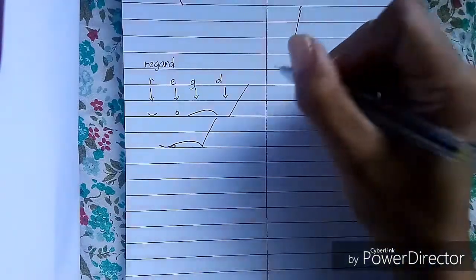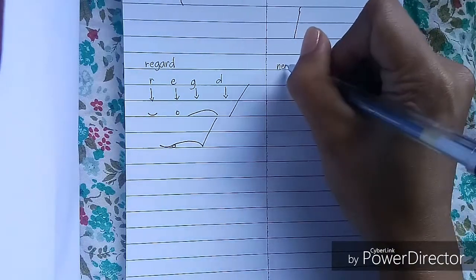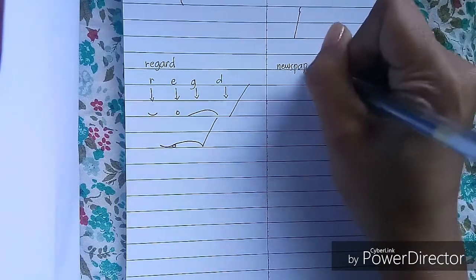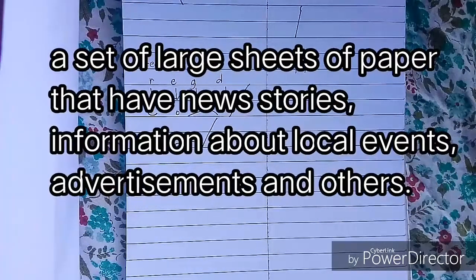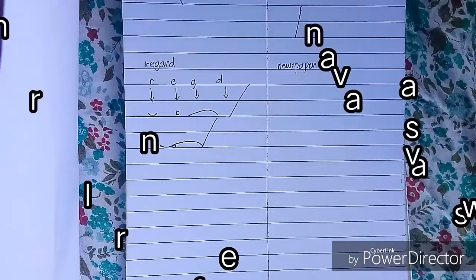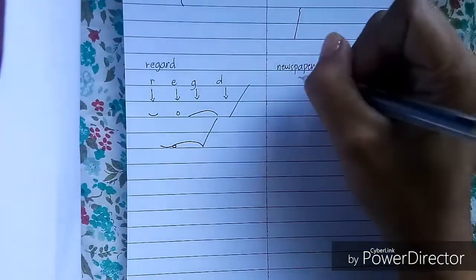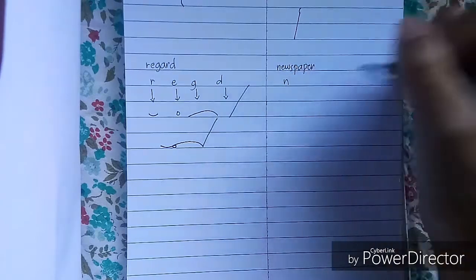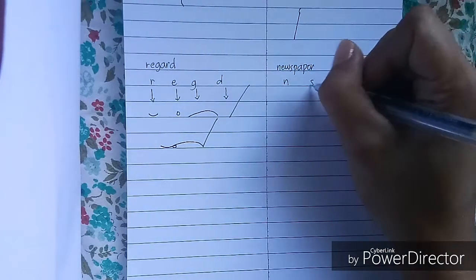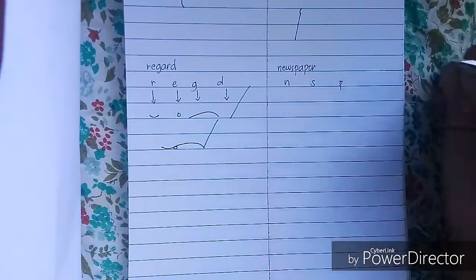The next one is the newspaper. Newspaper is a set of large sheets of paper that have news, stories, information about local events, advertisements, and others. The word newspaper is represented by N, S, and P.